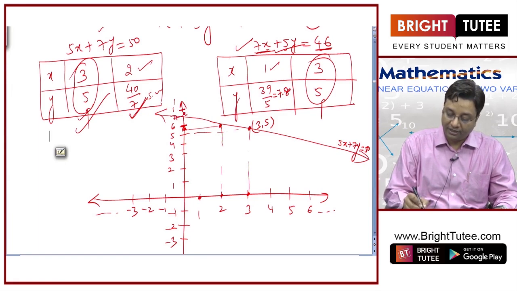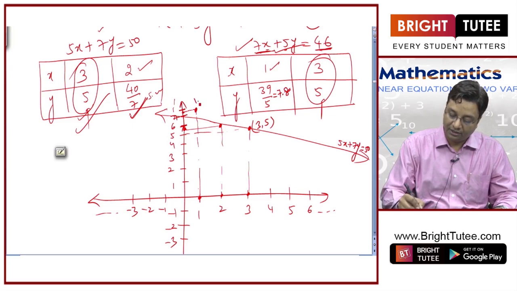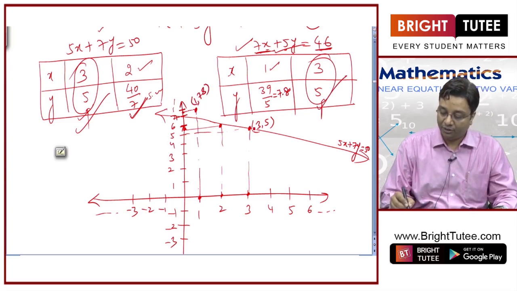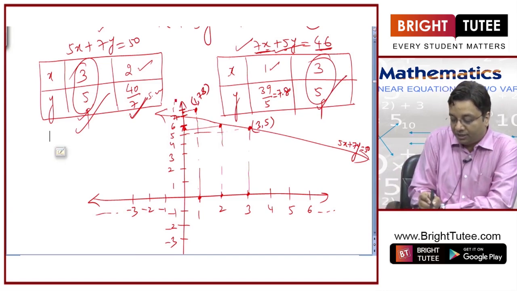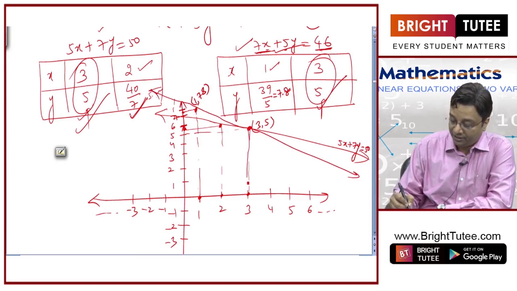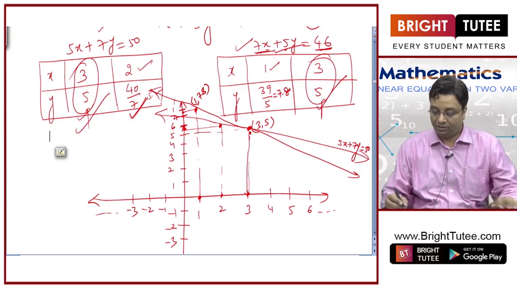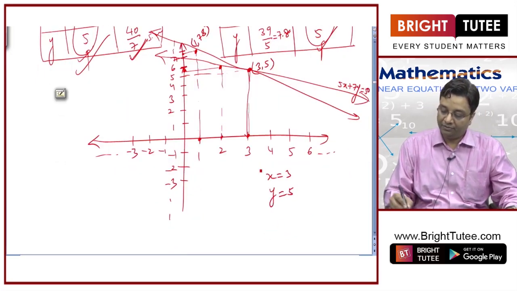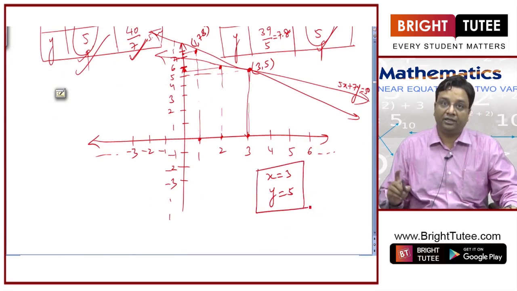This is 7, and let us say this is 7.8. So this is another point which is (1, 7.8), and this point is the same point, which is this one. So this graph will be like this, and we know that these two lines are intersecting at this point, hence this will be our solution. So x is equal to 3 and y is equal to 5. This is our final solution for this question.